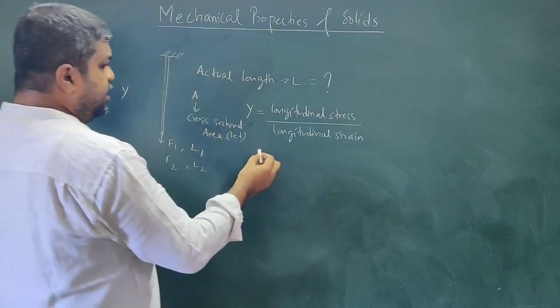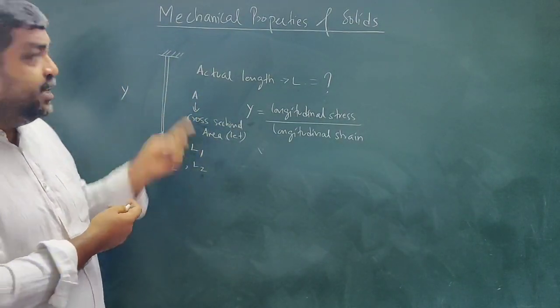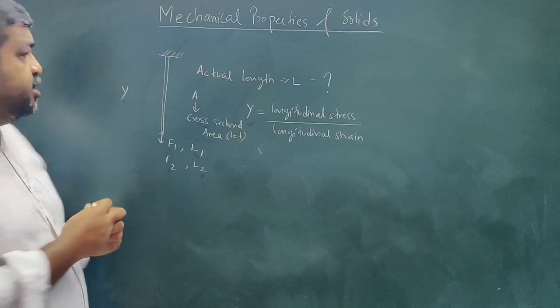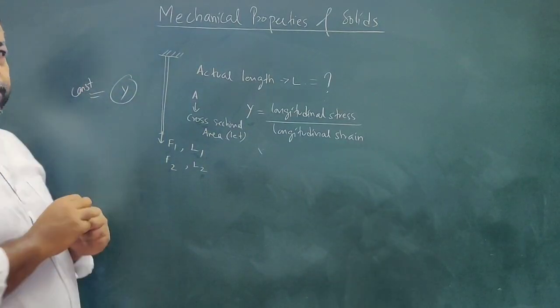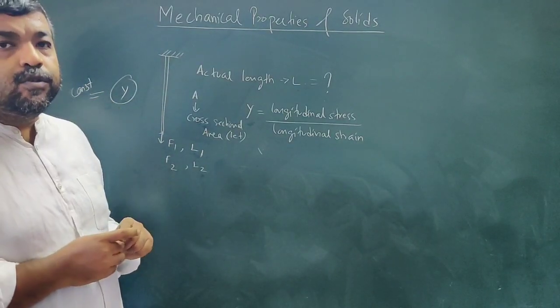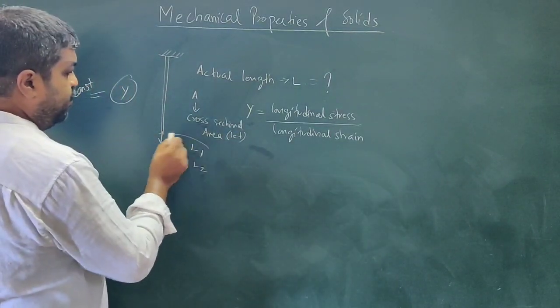So this Young's modulus, whatever may be the force, whatever may be the length, the material of the wire is not going to change. So this Young's modulus is going to remain a constant. So this feature I am going to use to solve this question. How?